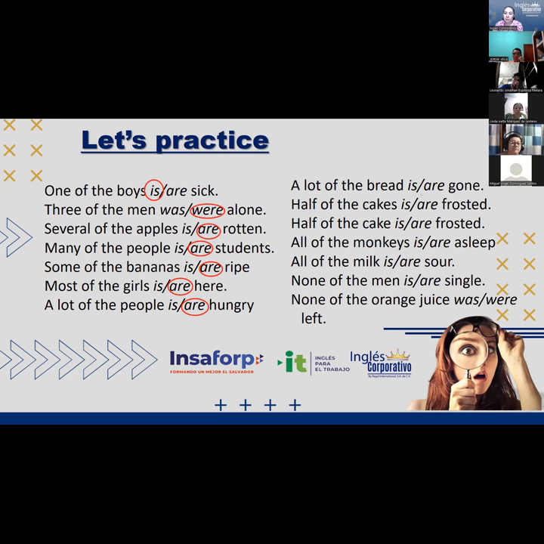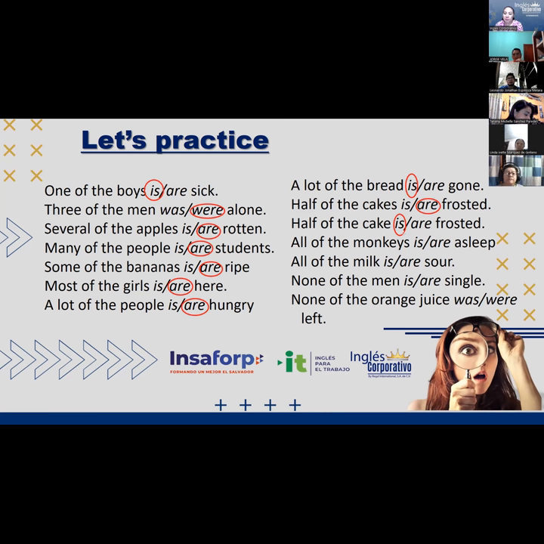A lot of the bread? Is gone. Because bread is uncountable. So we have to use the singular form. Half of the cake is frosted. Is frosted because there's only one half.